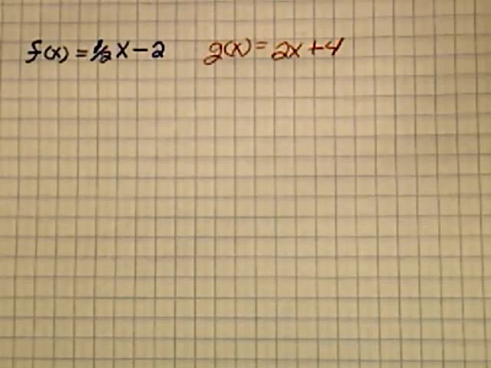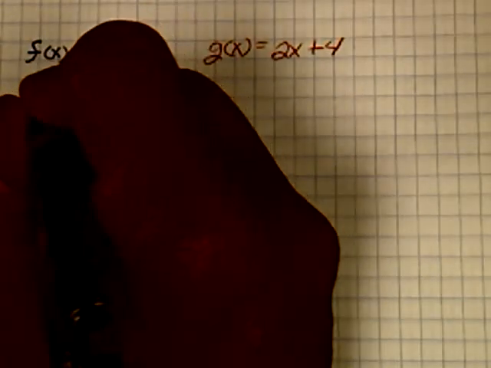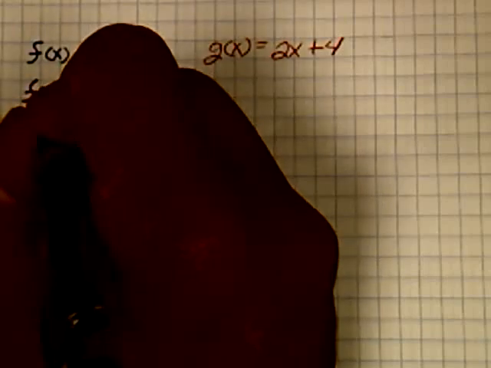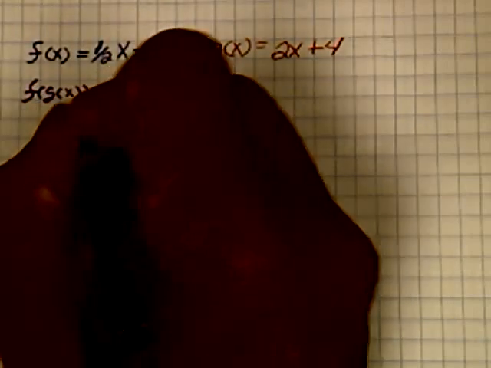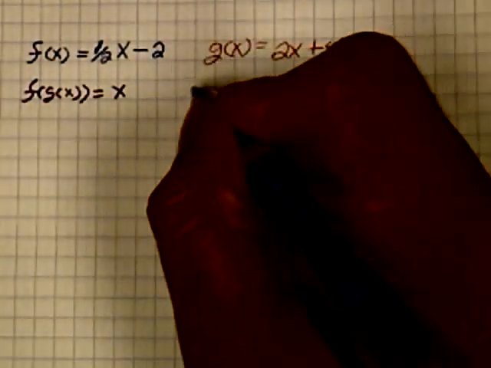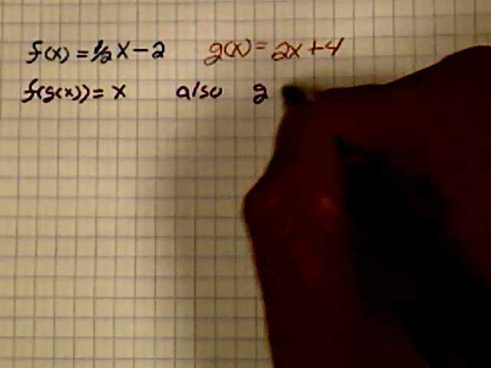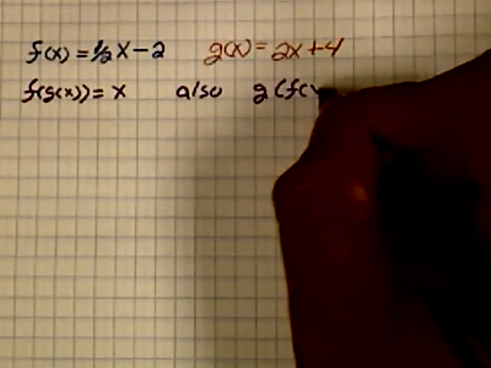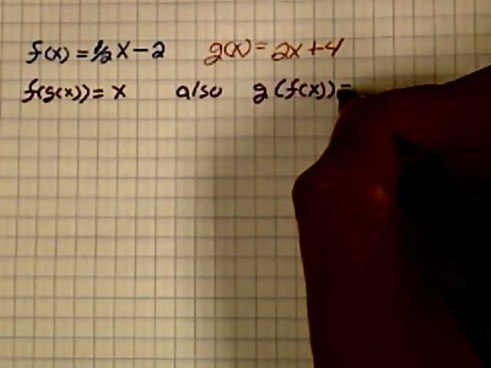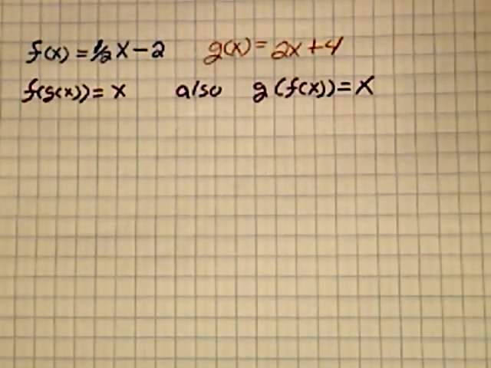To determine if two functions are inverses of each other, we must find the composition. I will find the composition both of f of g of x, and it needs to equal x. Also, the composition g of f of x must also equal x.